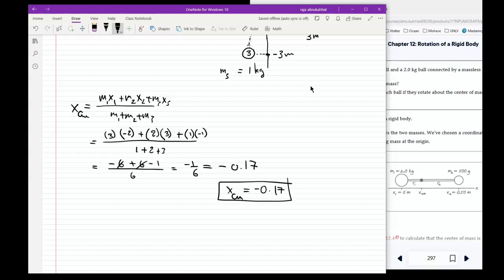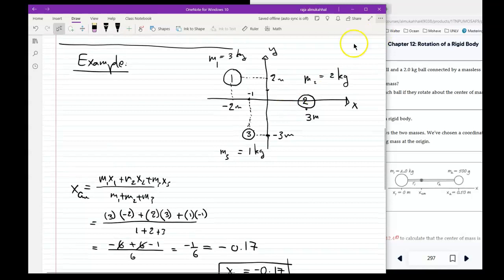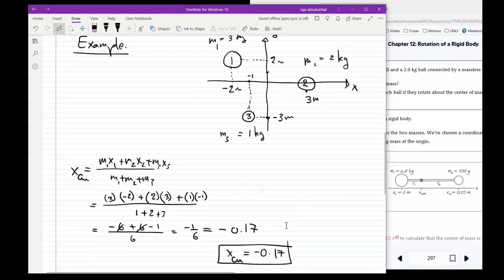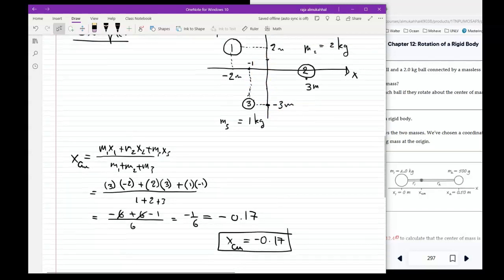Where is it located? Well, let me show you where. This is negative 1. So negative 0.17 is somewhere right here, okay? Now I want to find the y coordinate for all of that. We're going to do exactly the same thing except for the y coordinate. Maybe I could squeeze it here. Okay, so it's going to be y sub cm. Let me just put in all the numbers immediately. Starting with 1 right here.